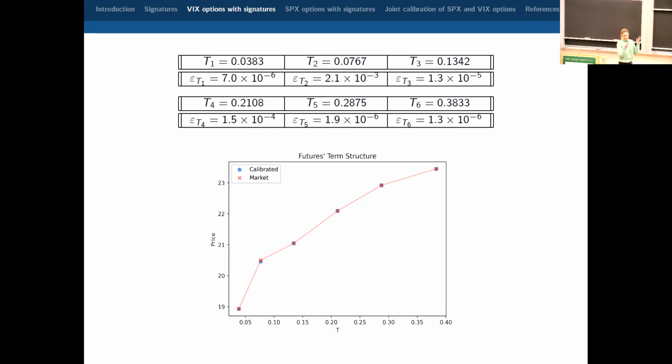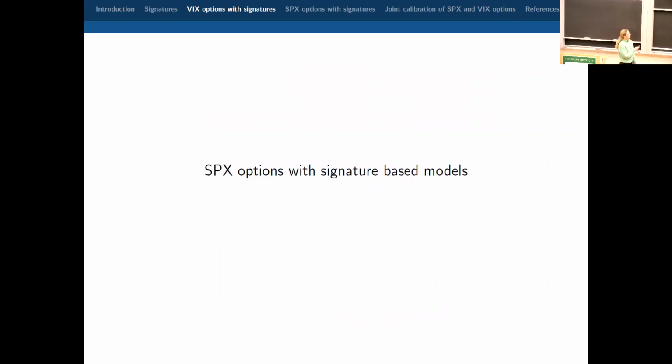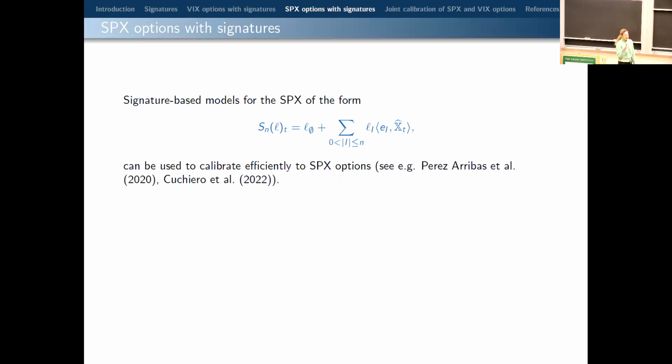So this is just a single calibration, not the joint calibration task. Now let me come to SPX options. Here the goal is again to have this procedure where we can sample offline and only optimize the Ls afterwards. And in our previous work, we were considering a linear model of that form for the asset price.